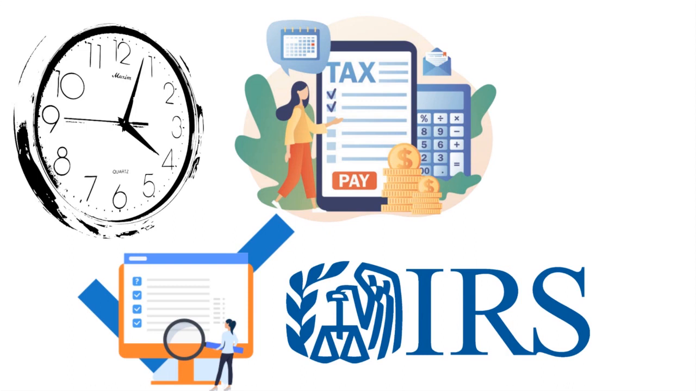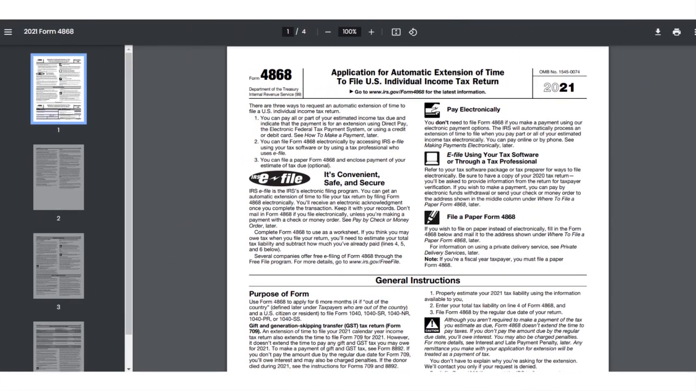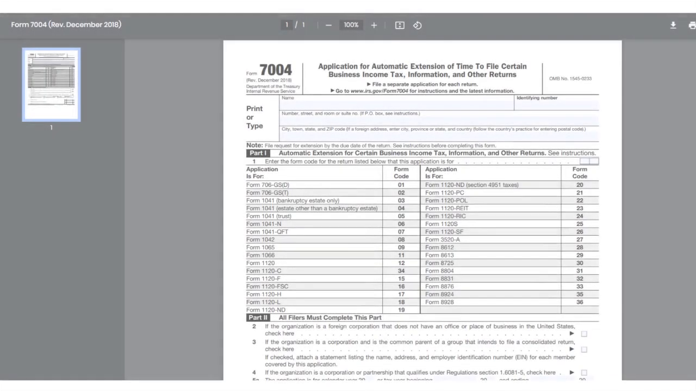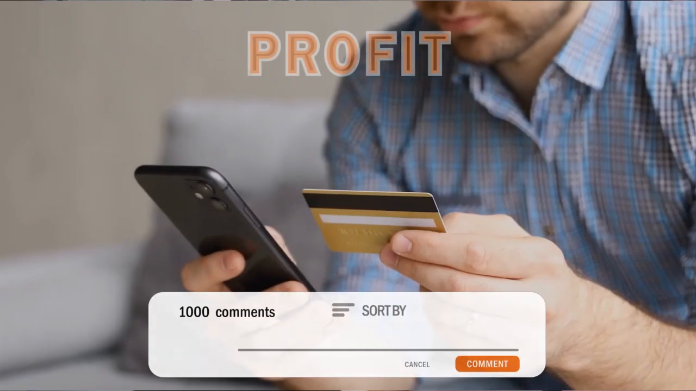And one thing I also want to say, even if you cannot afford to pay your taxes immediately, you should at least always file. And if you need an extension, as I just said, you want to submit Form 4868 for sole proprietors, or Form 7004 for all other kinds of business entities.